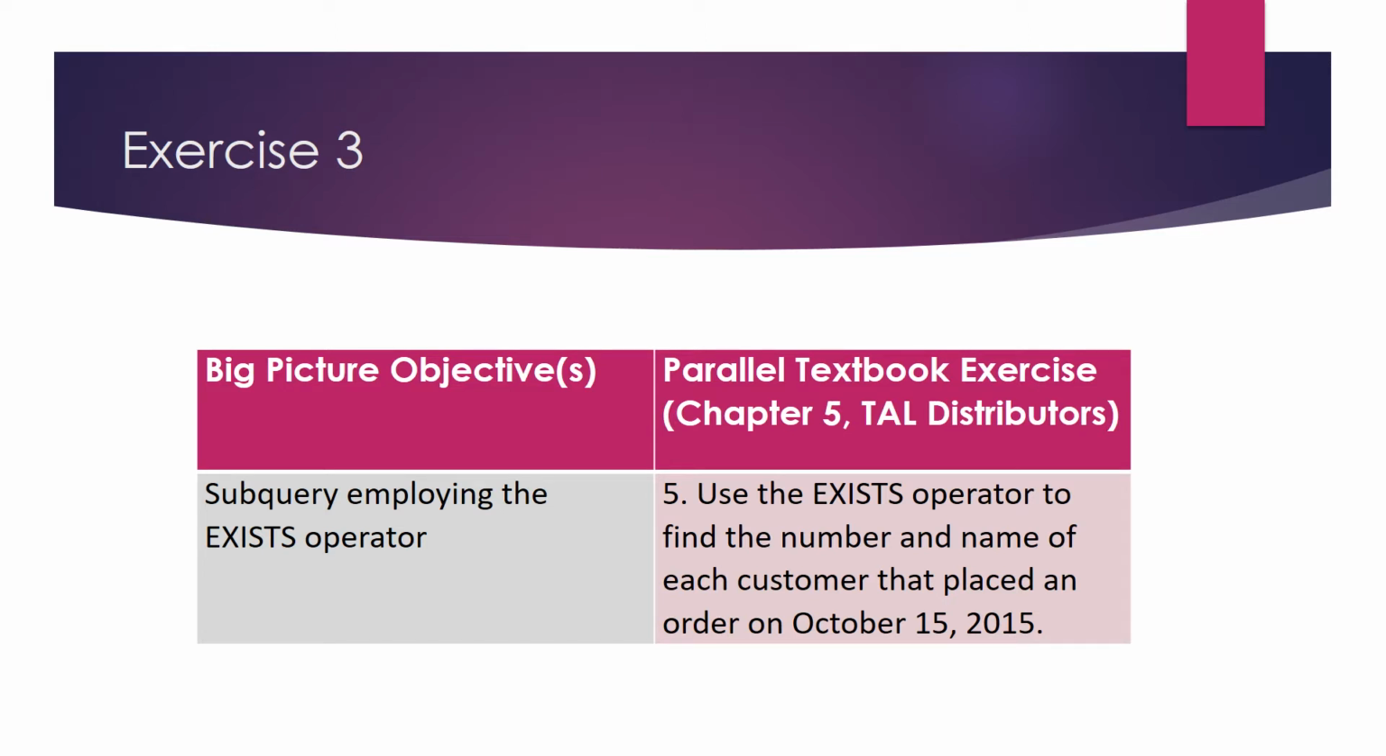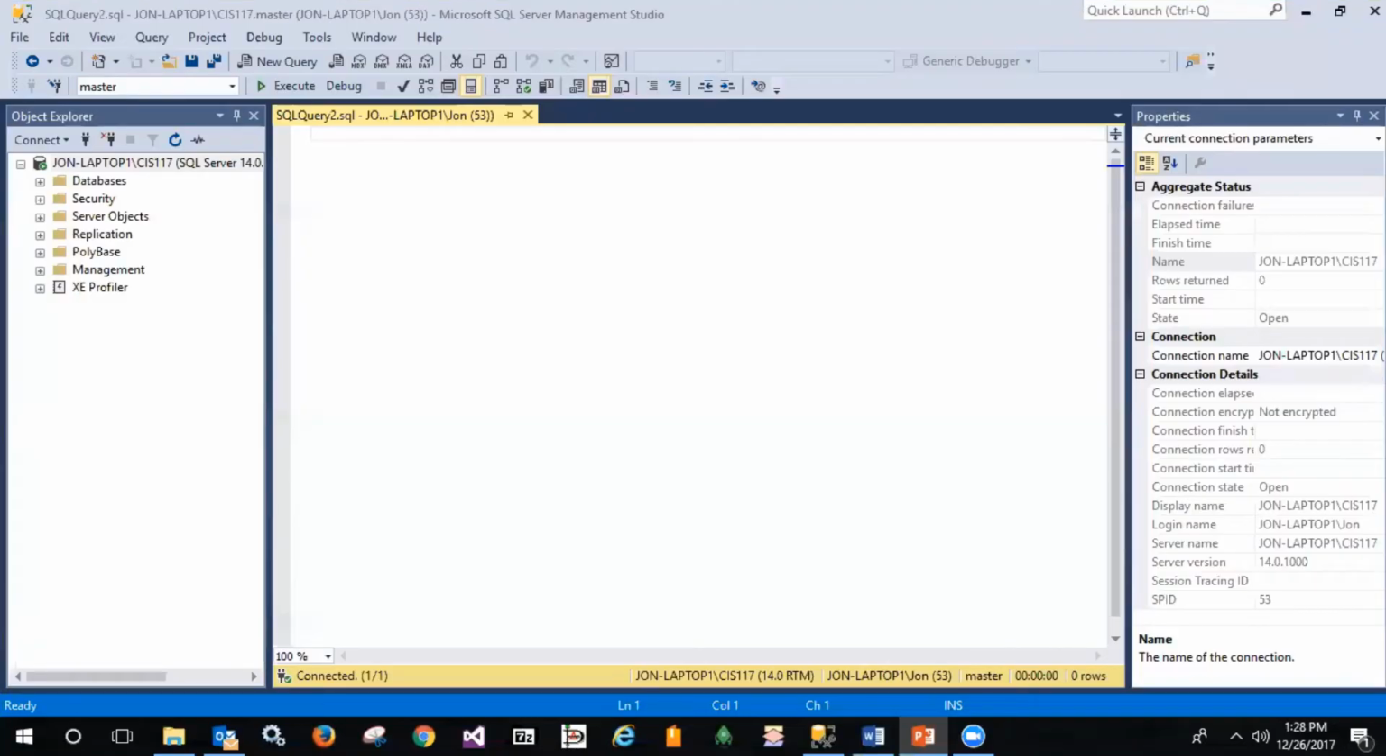In exercise 3, we will create a subquery using the exists operator. All right, let's have at the third problem. And our third problem, actually, it's numbered 5 because our actual problem will parallel TAL 5, even though it's our third problem. And again, let's split this up so it's a little more readable.